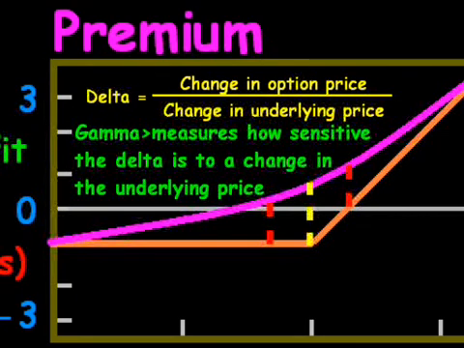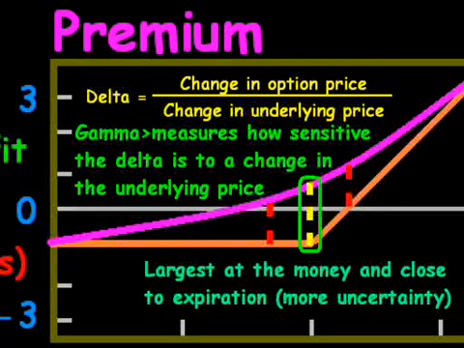Gamma essentially measures how sensitive the delta is to a change in the underlying price. I've highlighted here in green our strike price, and typically gamma is going to be the largest at the money, or when an option is close to expiration and close to at the money as well. The reason is there's more uncertainty as to what the final payout is going to be, and that leads to a higher premium.